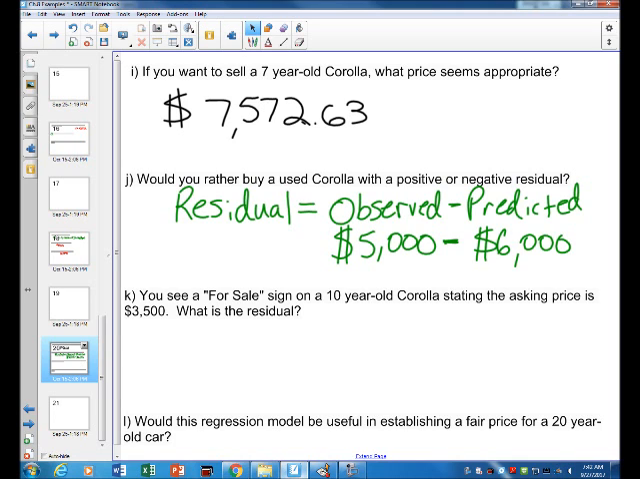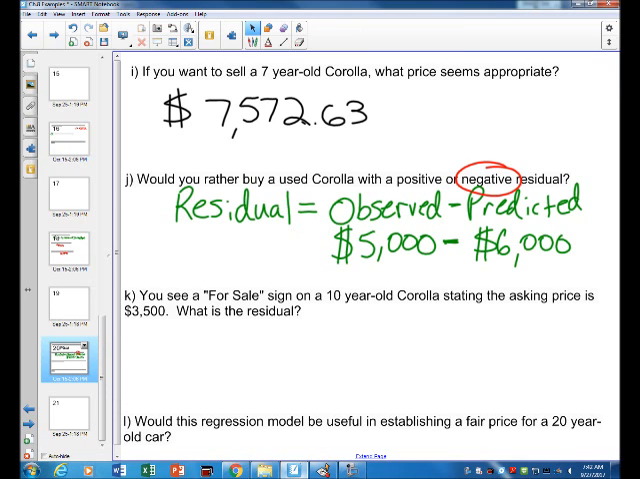Well, the model predicts that I should have paid $6,000, but I only paid $5,000. So I basically underpaid, got a deal by about $1,000. So a negative residual is actually a benefit to the consumer, the person that's actually buying the car. If it was flipped and you paid $6,000, but the model said you should have paid $5,000, then you actually overpaid. So a positive residual would not be in your best interest. So again, you would rather buy a used Corolla with a negative residual.